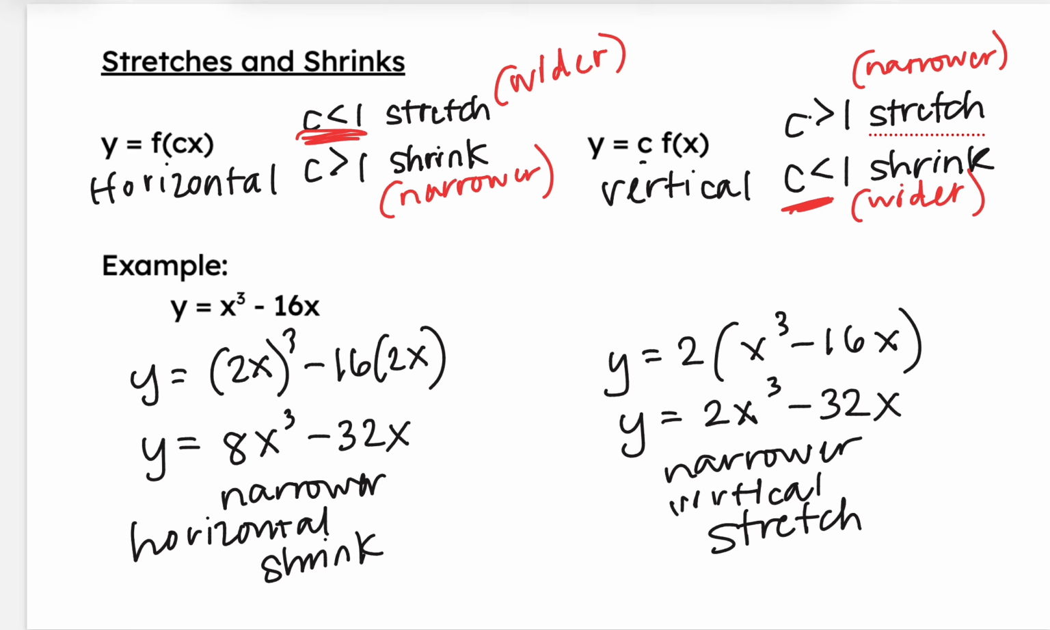Okay, so again, the purpose of showing you this is that you can see we have 2 different equations here. So just plugging a 2 in isn't going to give us the same graph. It depends on if it's a horizontal shrink or a vertical stretch, and it changes our graph. But both graphs, if we were to graph them on our calculator or on Desmos, both graphs are going to look narrower than the original.